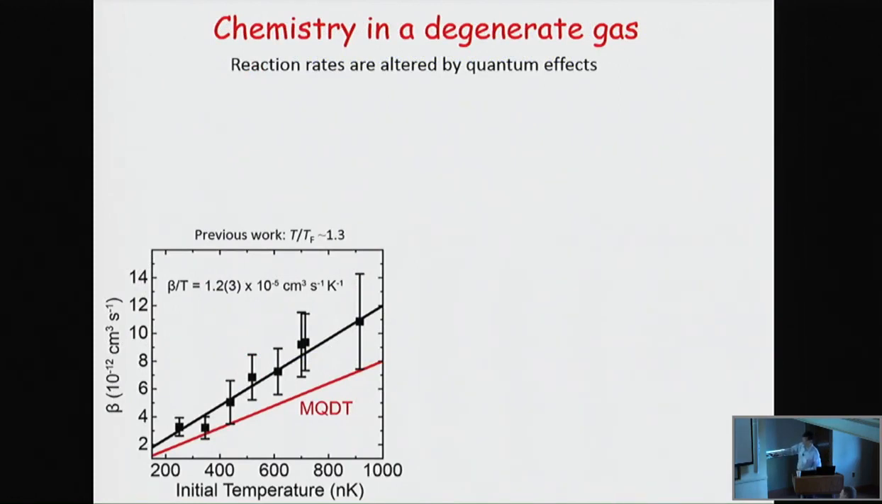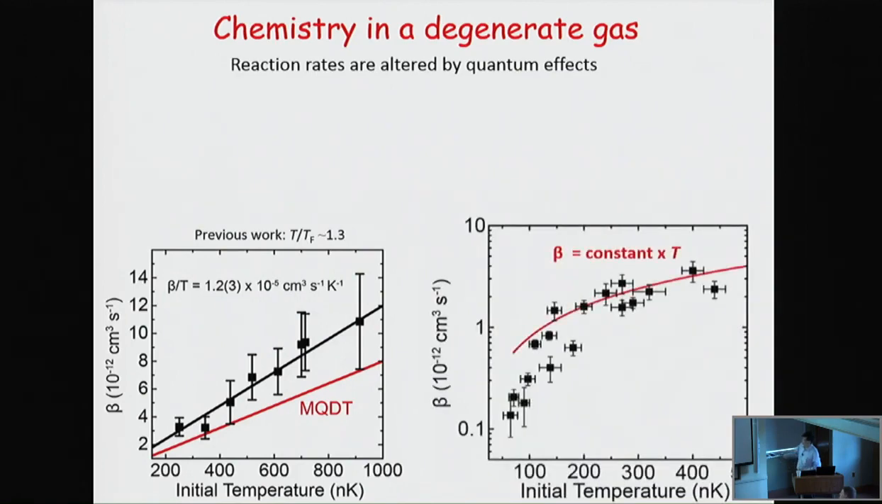Actually, in fact, the MQDT, this is a theory, multi-channel quantum defect theory, that Paul Julienne and so on put together. The experimental results at the time were a little bit higher above the theory. We revisit those measurements now that T over TF is much less than 1. And the same red curve actually is this, because this is a semi-log plot. So this is the same linear curve that was showing here.